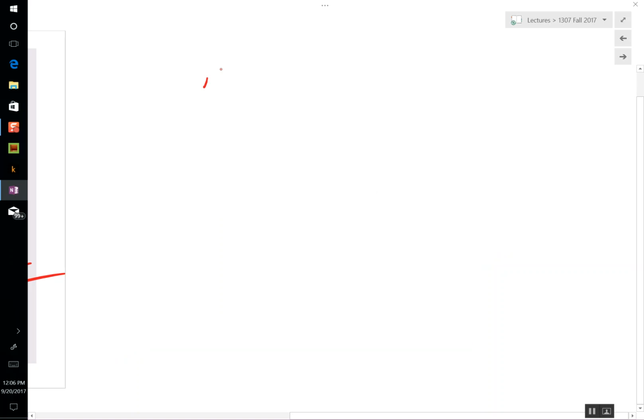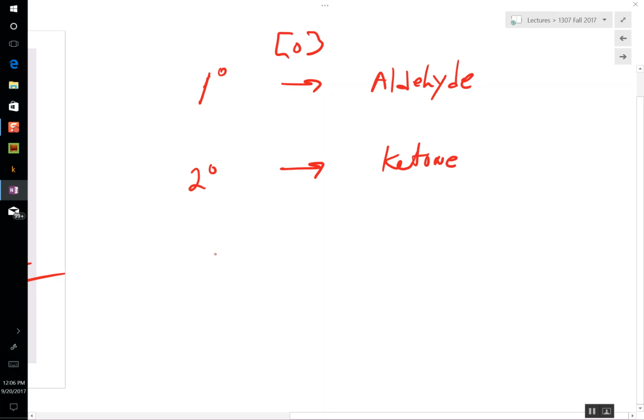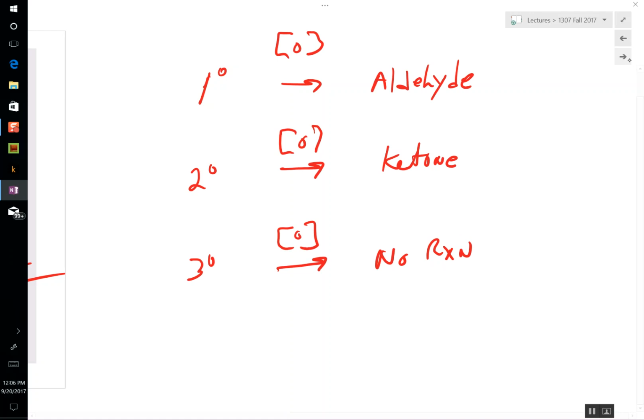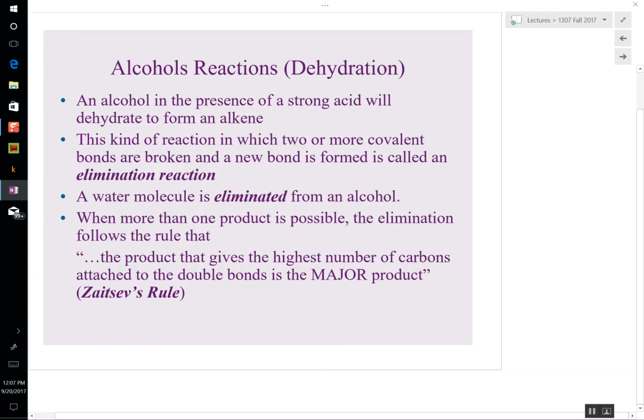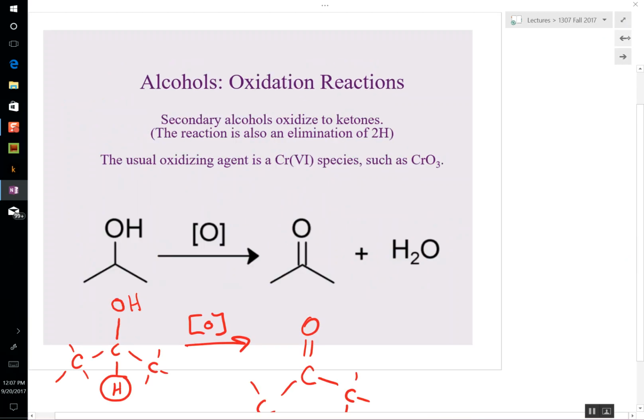So a quick summary. Primary alcohol, we're talking about oxidizing agents. You get an aldehyde or a carboxylic acid. Secondary, the first step, you get a ketone. And a tertiary, no reaction. All right, let's go back and talk about reduction, and then we'll do dehydration, and then we'll take a look at the homework.